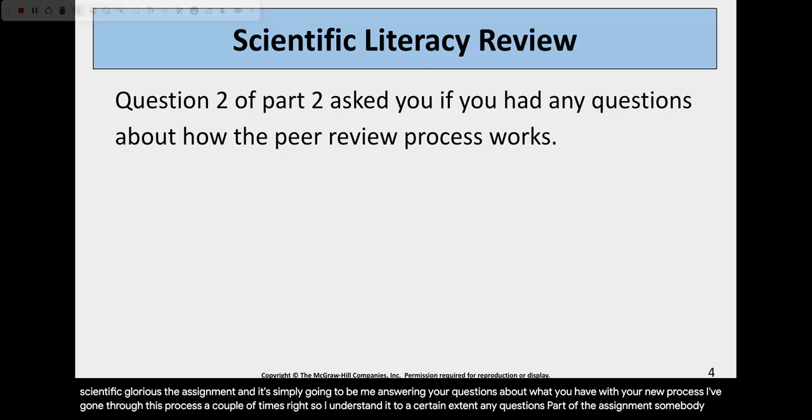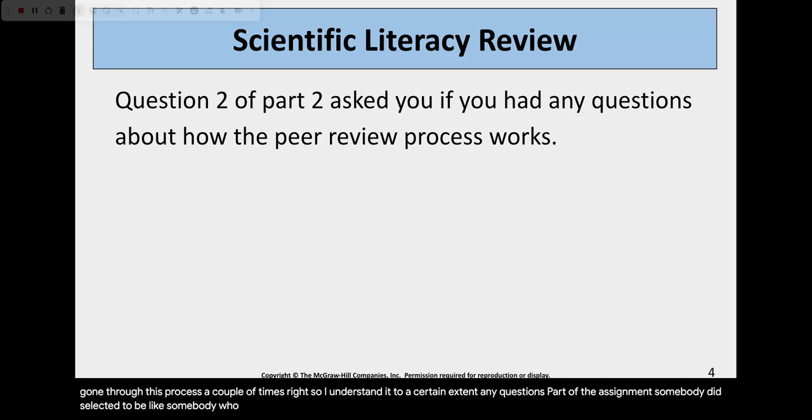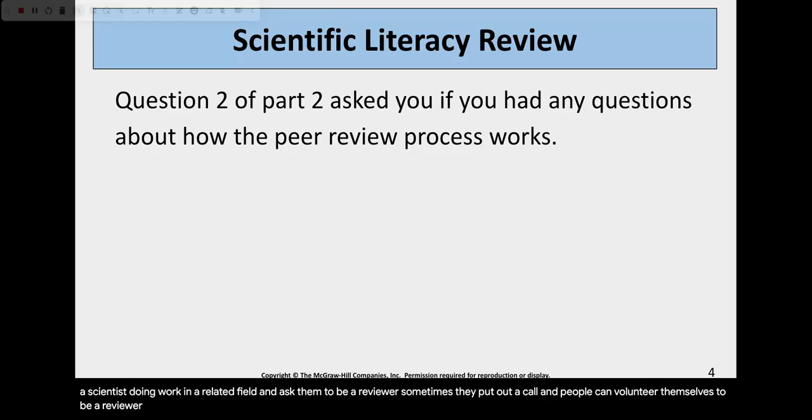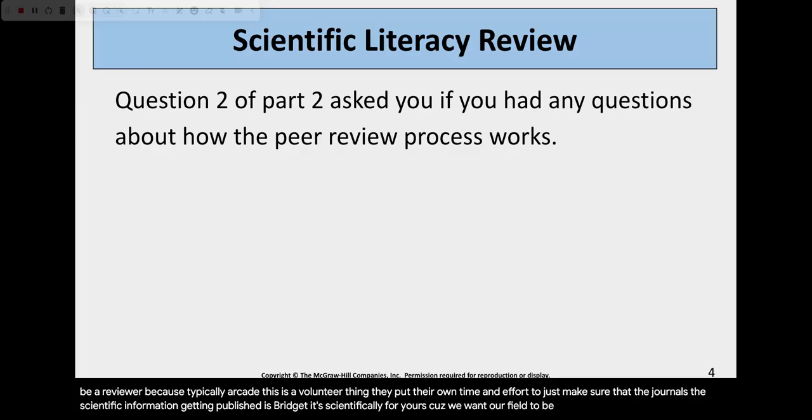How did somebody get selected to be like somebody who reviews it? Yeah, good question. Sometimes the journal will reach out to somebody in charge of a lab or a scientist doing work in a related field and ask them to be a reviewer. Sometimes they put out a call and people can volunteer themselves to be a reviewer. Reviewers typically aren't paid. This is a volunteer thing. They put their own time and effort into making sure that the scientific information getting published is legit, it's scientifically rigorous, because we want our field to be rigorous.